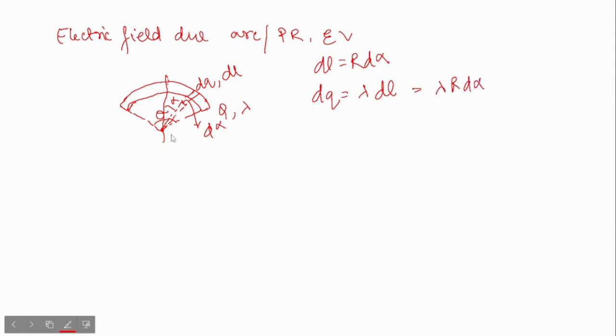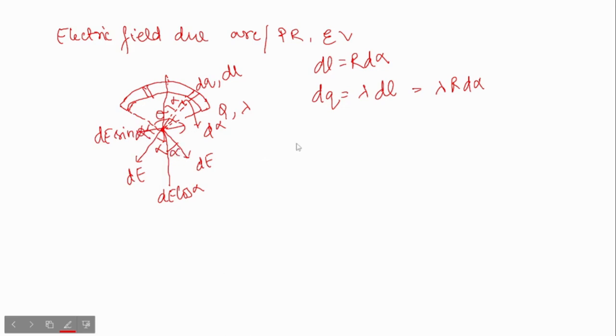The electric field due to this charge dq will be in this direction, and the electric field due to the same charge dq on the opposite side will be in this direction. Let's say it is dE, and they make an angle alpha with the vertical. The vertical component of electric field will be dE cos alpha, and the horizontal component will be dE sin alpha. The horizontal components will cancel each other out, and the vertical components will add to the electric field.